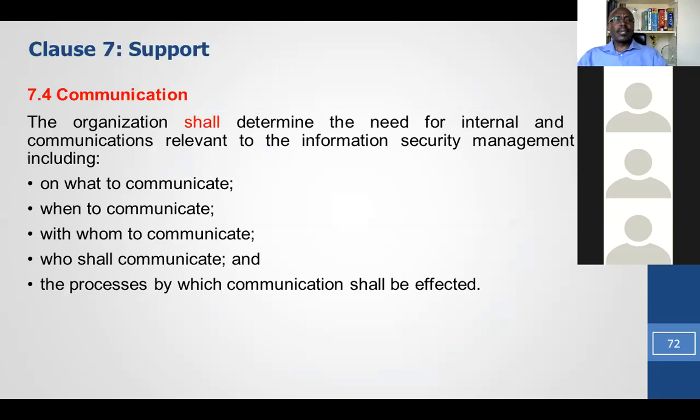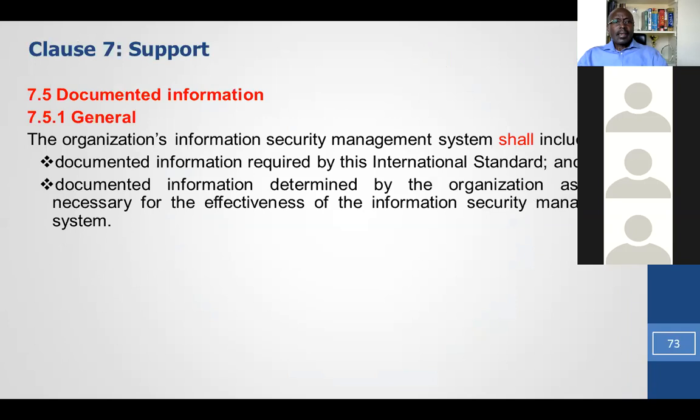So clause 7 also deals with communication. As you're doing all this, you have to adequately communicate with your users. So you have to determine what to communicate, when to communicate it, and with whom. It becomes part of your management system.